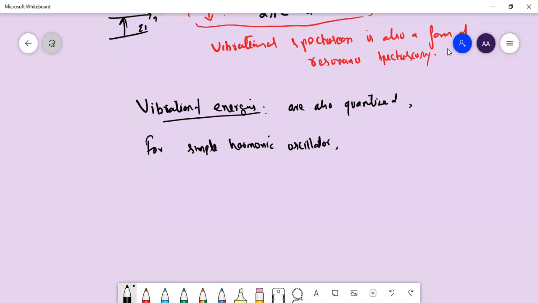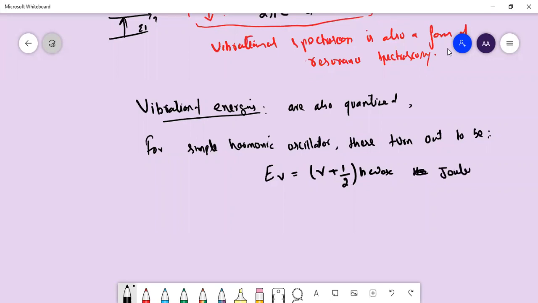The solution of this Schrodinger equation turns out to be this. When you solve the Schrodinger equation, you will get this equation for energy: the vibrational energy, that is E_v, is equal to (v plus 1 by 2) h omega oscillation. This is the frequency, and this is the energy, so it is in terms of joules.